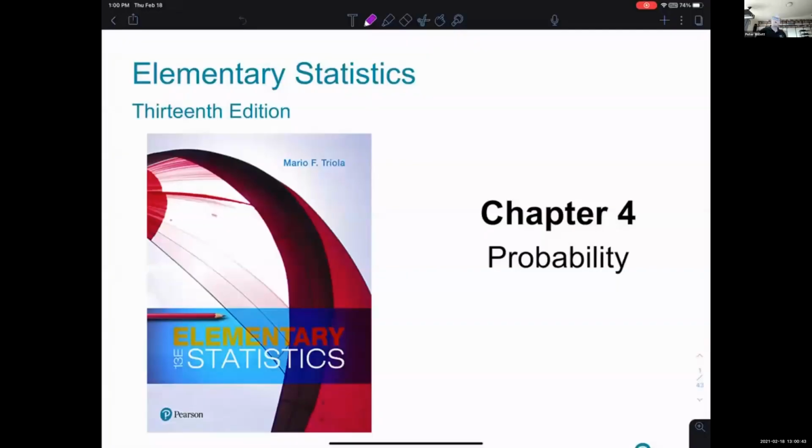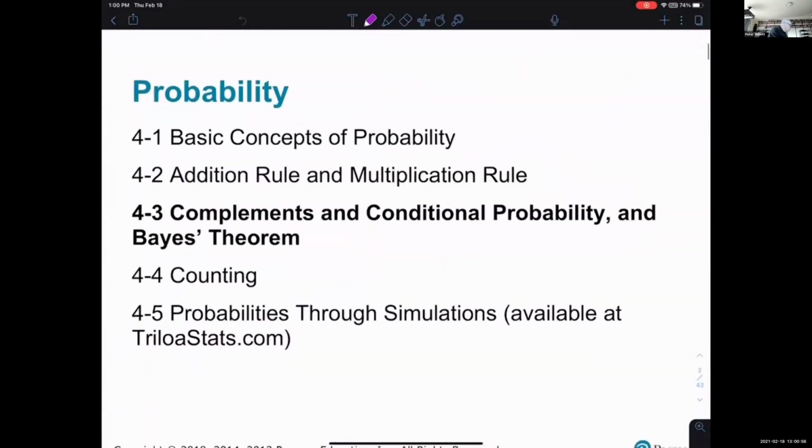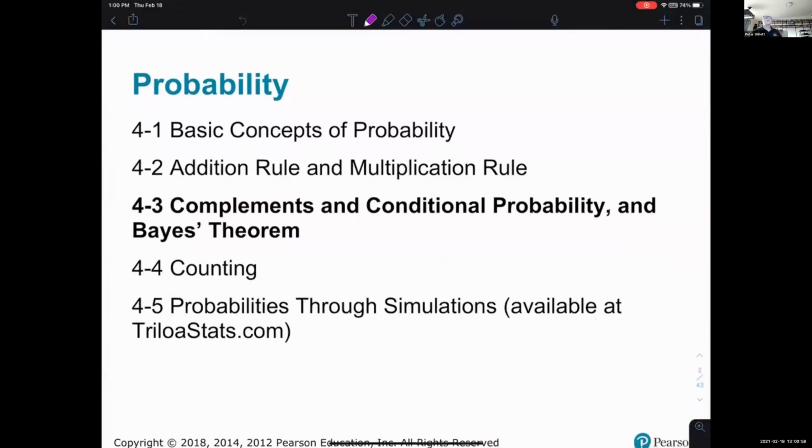All right, so we would like to introduce 4.3 today. And we are in this chapter about probability. And so the first couple sections of chapter 4 started with an introduction to the basic concepts of probability, and then looked at the addition rule and multiplication rule.